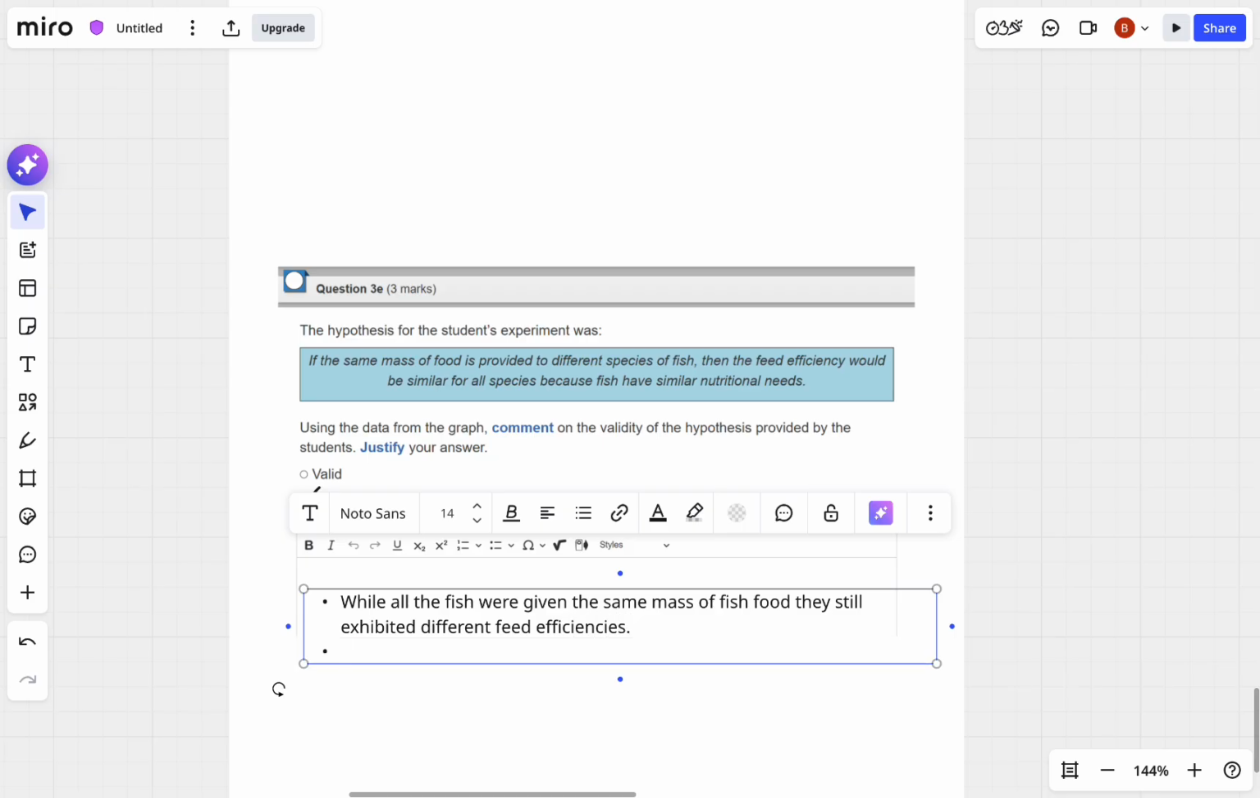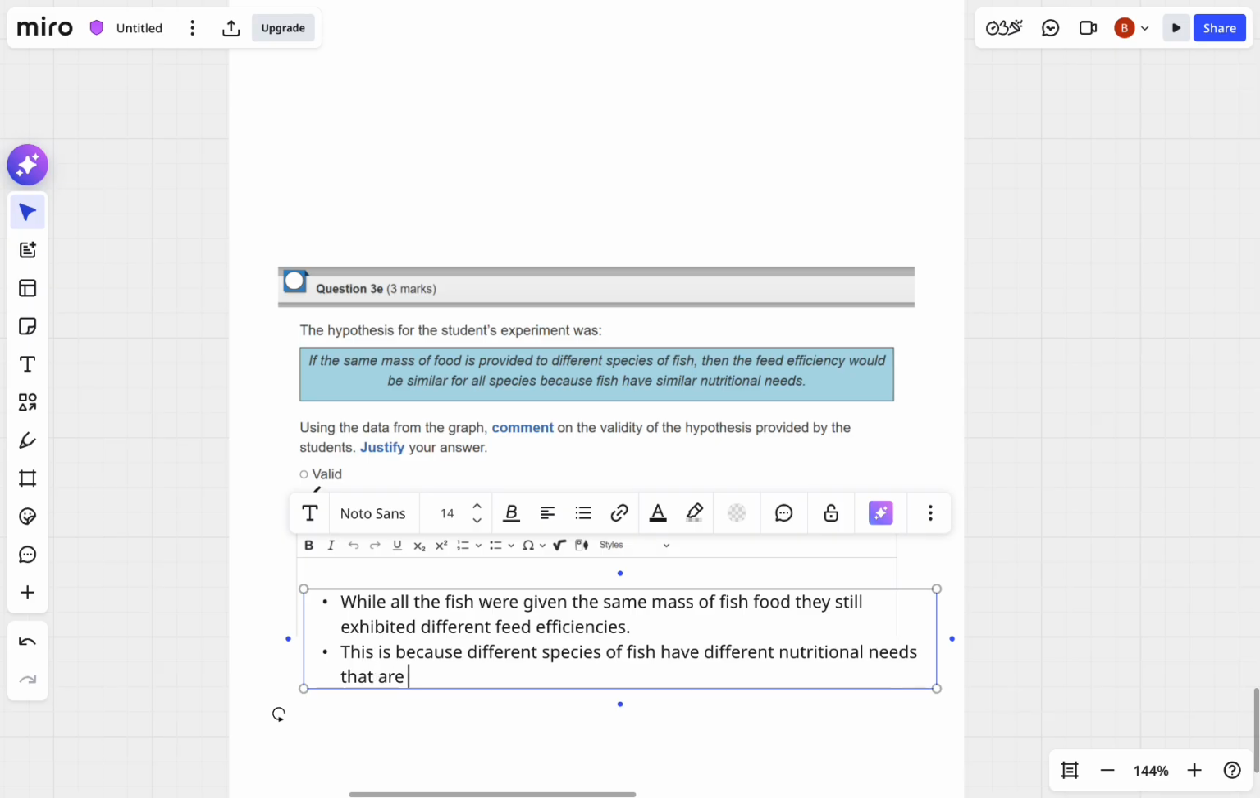Next, the second point is going to be, this is because different species of fish have different nutritional needs. We don't need to write all of that, we can just end it at nutritional needs. Yep, they have different nutritional needs.